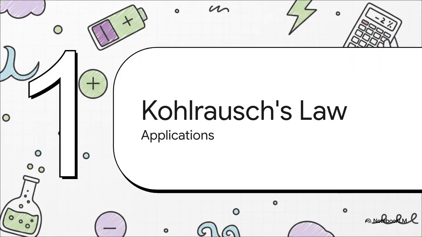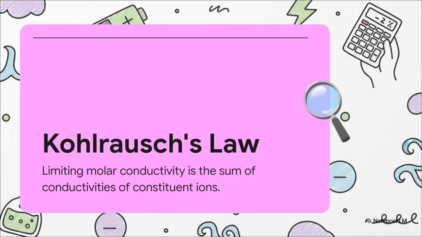All right, Section 3. Kohlrausch's law applications. Since we can't directly track that crazy sharp curve for weak electrolytes all the way down to zero concentration or infinite dilution, we desperately need a mathematical workaround. And that brilliant workaround is Kohlrausch's law. It simply states that the limiting molar conductivity of an electrolyte is just the sum of its individual cation and anion conductivities. It proves that at infinite dilution, ions move completely independently of one another.